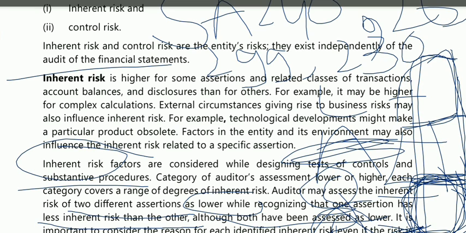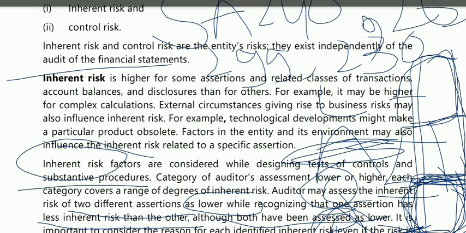See, till the last part we just have discussed what inherent risk and control risk are. Now in this portion they have told that it is not compulsory that all the assertions have the same level of inherent risk. Some assertions may have a higher amount of risk and some may have a low amount of inherent risk. Inherent risk differs from assertion to assertion. Like some assertions may have a higher amount of inherent risk and some may have a lower amount of inherent risk.